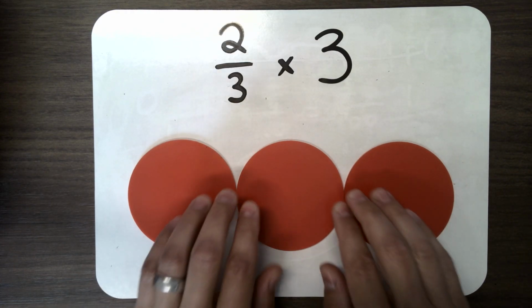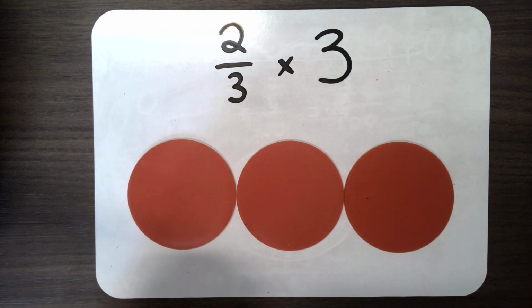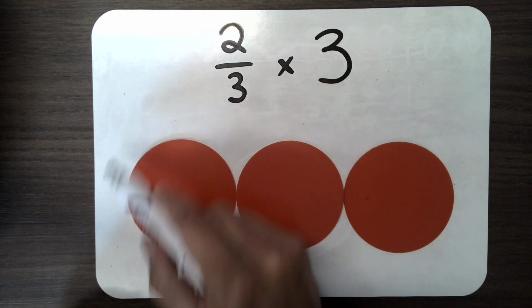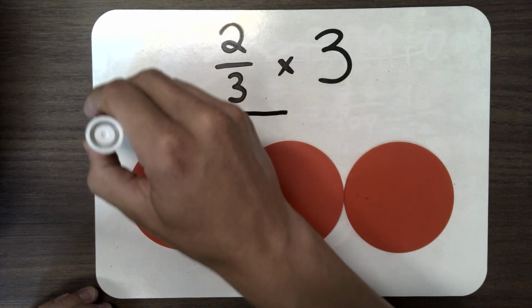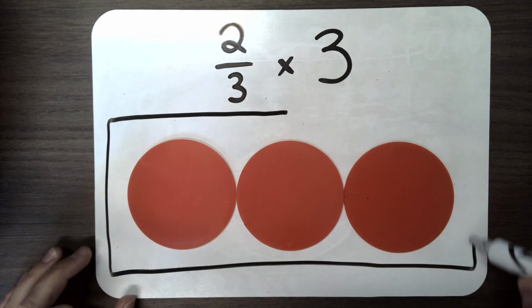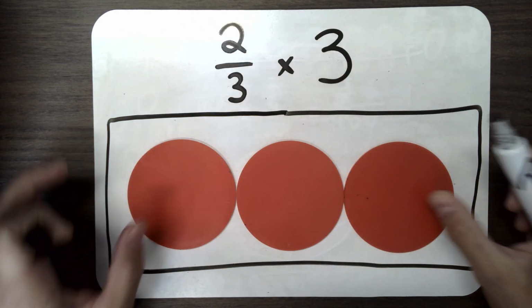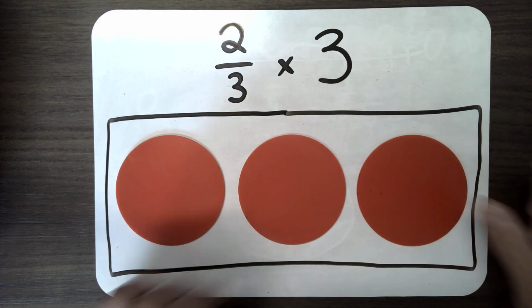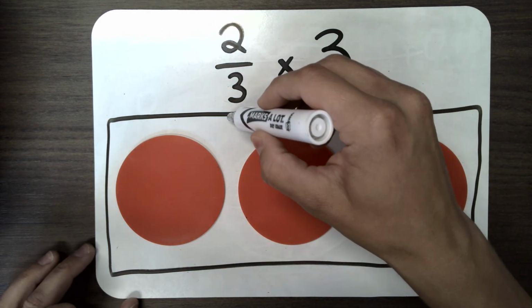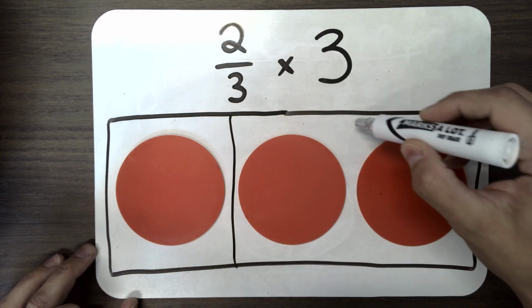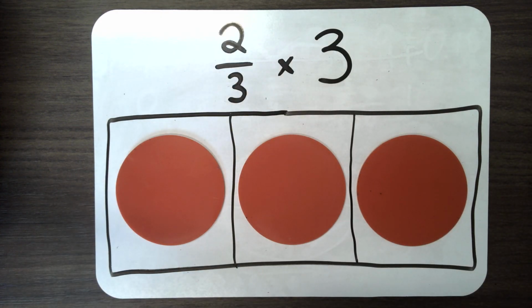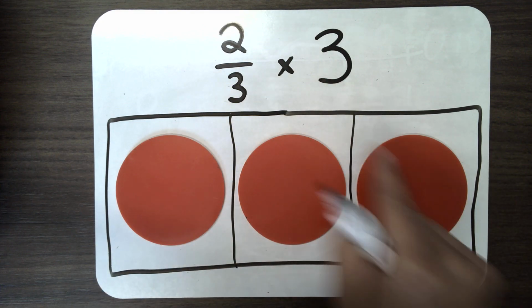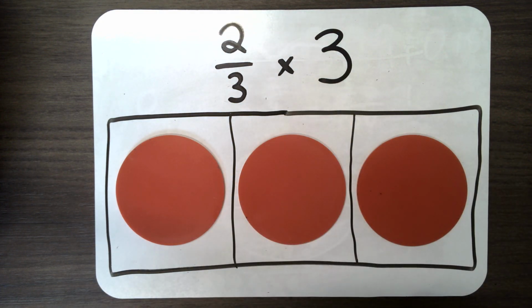So rather than thinking of these as one entire group, right now we're viewing this as one entire group. Actually, I'll just draw a rectangle around this. All right, so right now we're viewing this as one entire group of 3. If we wanted to create thirds, we just need to create 3 equal groups. We're thinking of each of these as their own item. Okay, so this is 1/3 of the entire group, this is 1/3 of the entire group, and this is 1/3 of the entire group. Okay.